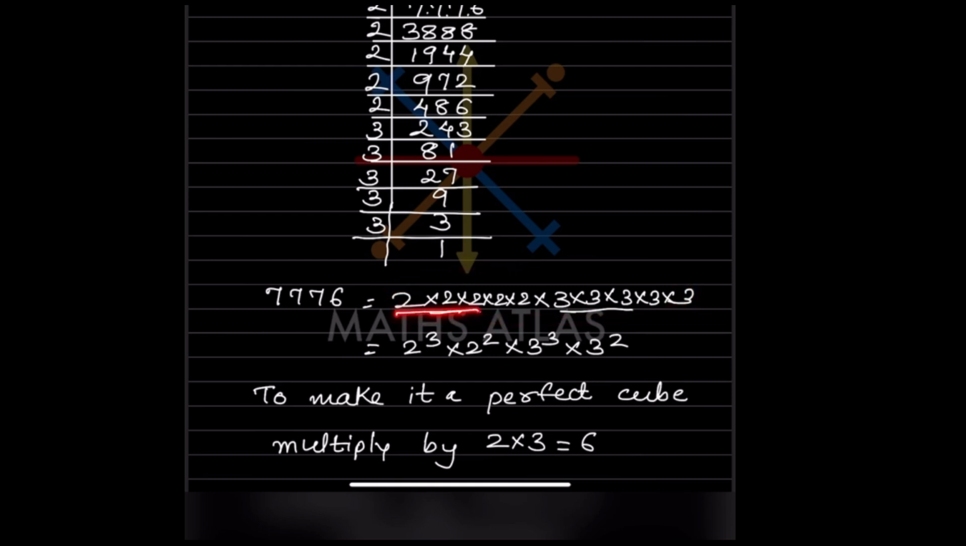Now see here, this is just 2, so I didn't underline this one. These are just 2 numbers. Now here again, here 3. These again are 2 numbers. So what we can write is 2 cube, 2 square, 3 cube and 3 square.